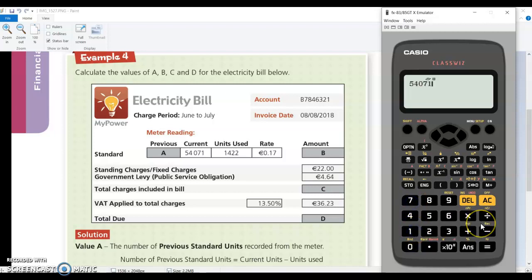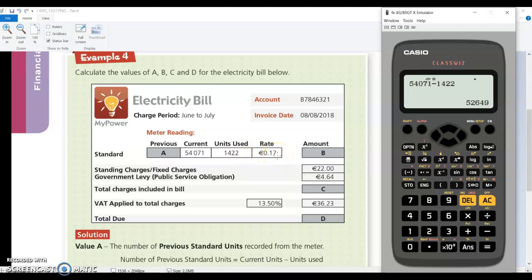54,071 take away 1,422 equals, so 52,649 is what should be in A. Okay, so the old reading was 52,649. The new one is 54,071. That must mean I used 1,422 units of electricity.